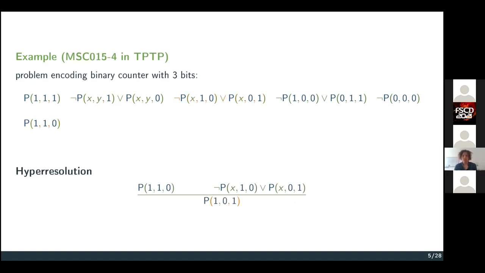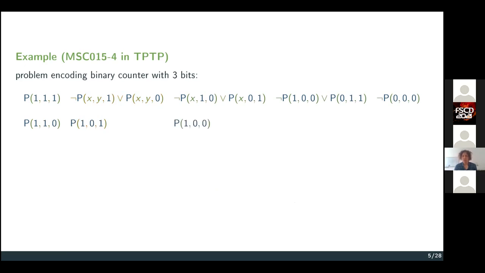new clause. So we obtain P101, and we can keep going to obtain further clauses until after a number of steps, we obtain P000, which in another hyperresolution step yields the empty clause. So we conclude that the clause set is unsatisfiable.